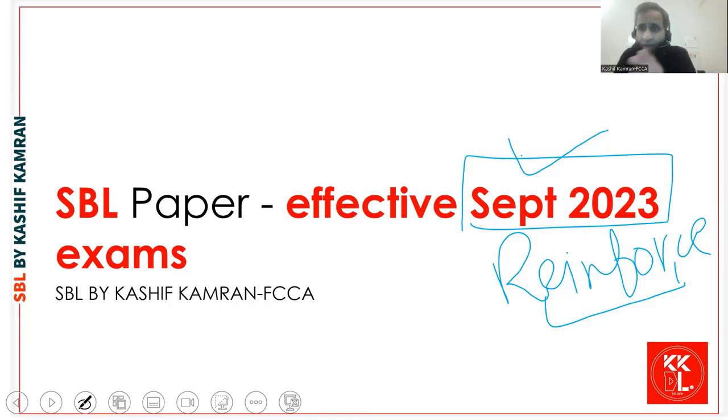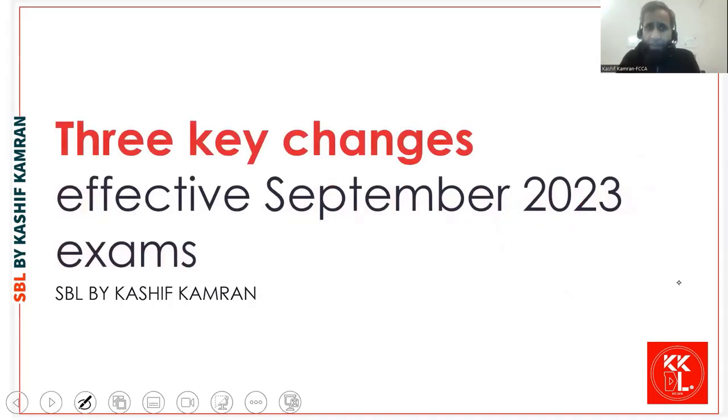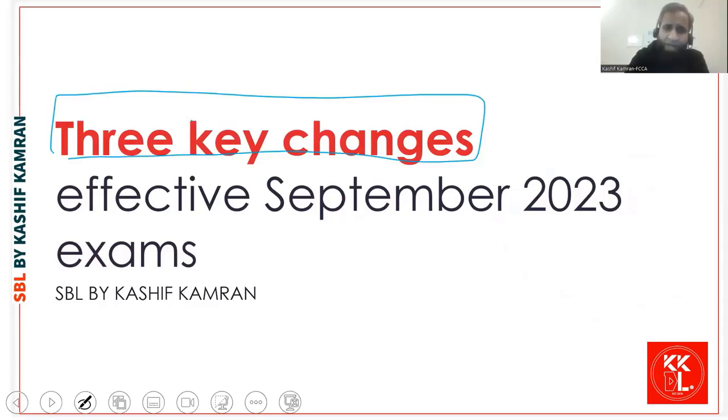So I need to do a comparison prior to September 23 and post September 23. Have things become better in SPL or worse? Let's see how things have changed from September 23 in the SPL paper. Syllabus is the same. Everything is the same in SPL, but the changes are now in front of your screen. There are 3 key changes which have come in since September 23, and I'll discuss each of them quickly with all of you. You will be covering these changes in my webinars at the end of the course.